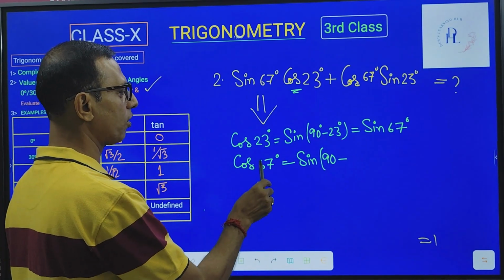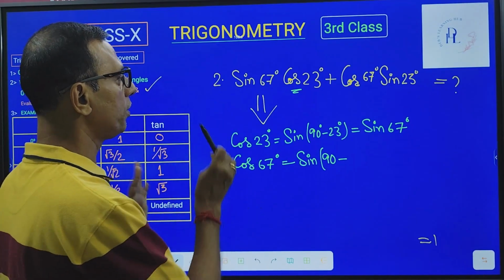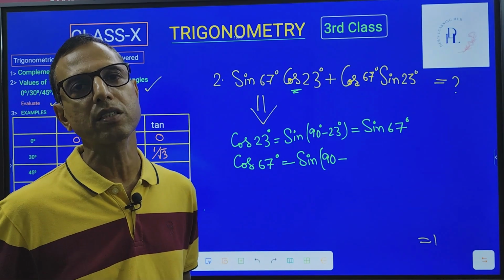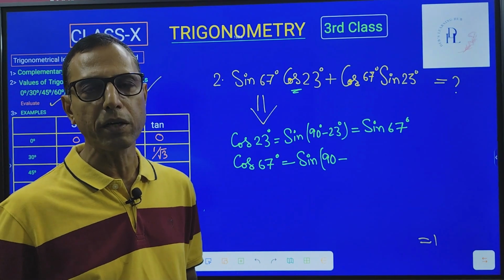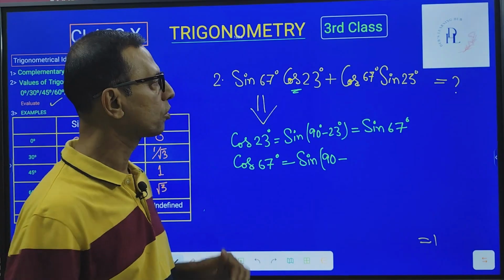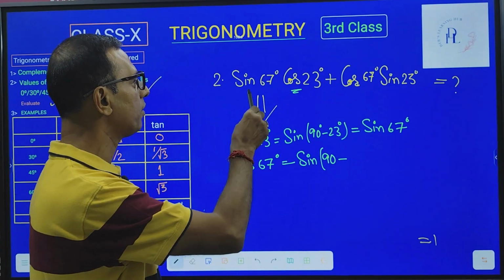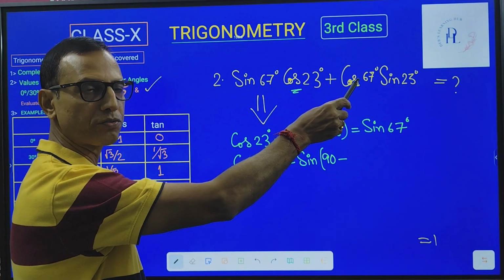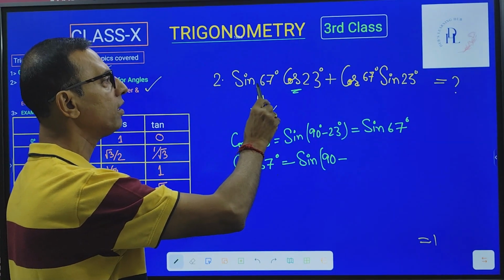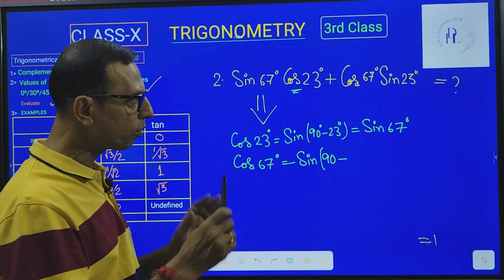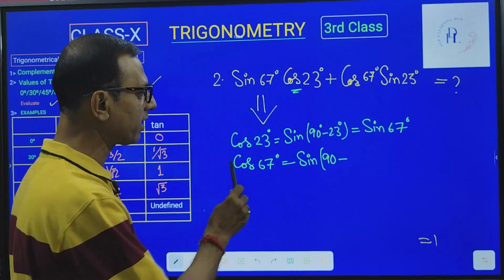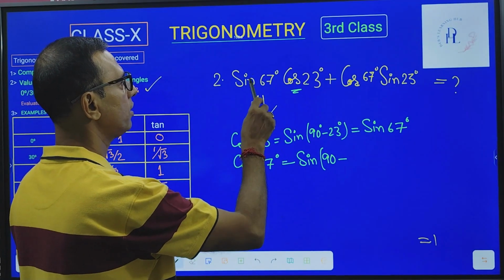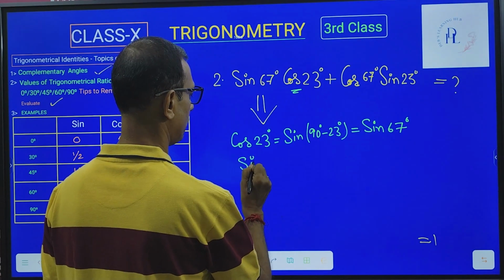Don't do that, because you need to convert it into the formula sine square 23 plus cos square 23, or sine square 67 plus cos square 67. Then only you can use sine square theta plus cos square theta equals 1. So if one part is sine square 23, the other part also you need to convert to cos square 23. If you convert it to sine 67, then the other also needs to be in terms of 67. So both the angles should be the same. That's how you need to convert. So cos 23 equals sine 67, right?